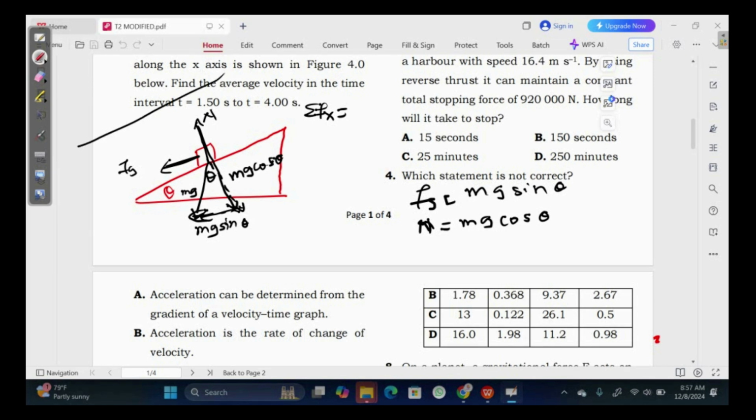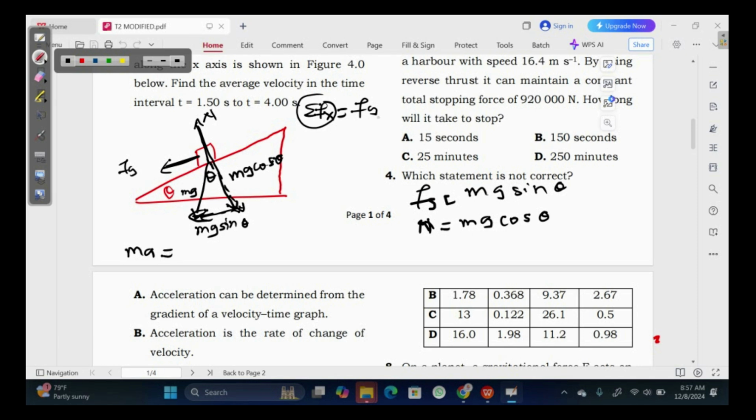In the x direction, the summation of forces will be equal to Fg. According to Newton's second law, we replace this by what? Ma. So Ma is equal to, what is Fg according to the incline? It is mg sine theta.